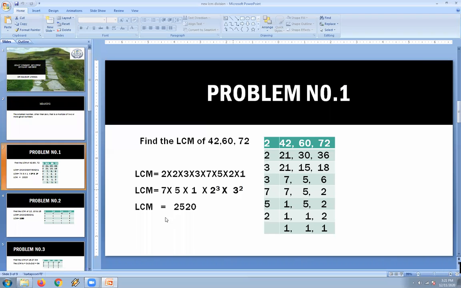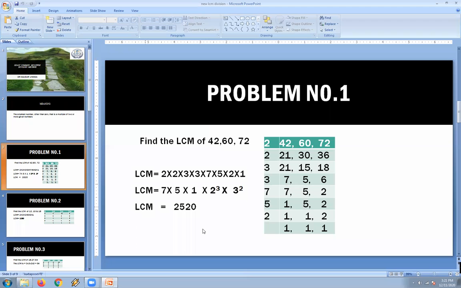Or else you can directly go for the last step, simply multiply all the numbers. The value you get will be considered as the LCM. Then 7 into 5, or 2 cube into 3 square, you can write it first. Then 7 into 5 into 1 next, also you can write. But when you multiply all these numbers, the ultimate result is the value of LCM. Therefore, the LCM value is 2560.